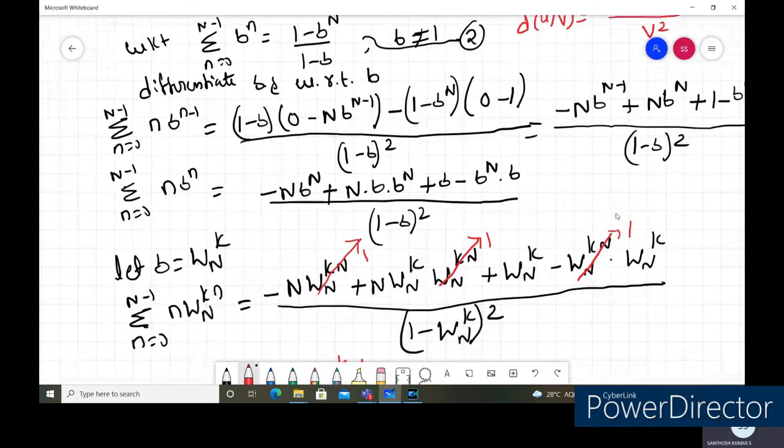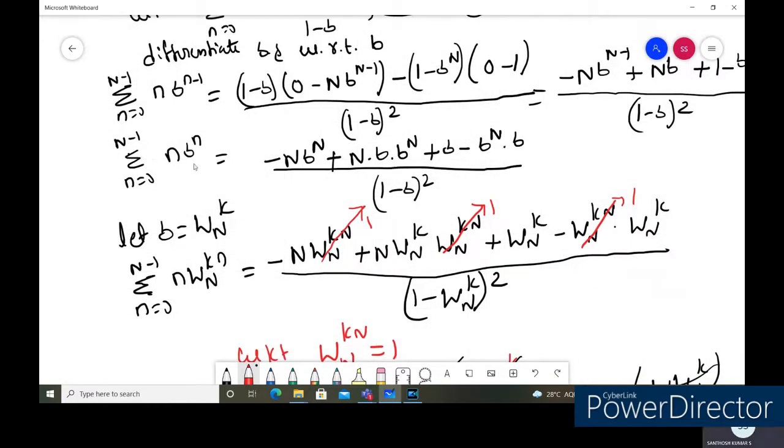So if you keep substituting here, it becomes n into omega N to the power of k into n, minus n, and b to the power of capital N is there, it is omega N to the power of k into N, plus n into b, it is omega N to the power of k, and b to the power of capital N is there, it is omega N to the power of k into N, and here b is there, so it's omega N to the power of k, minus b to the power of n, omega N to the power of k to the power of N into omega N to the power of k, divided by 1 minus omega N to the power of k the whole square.